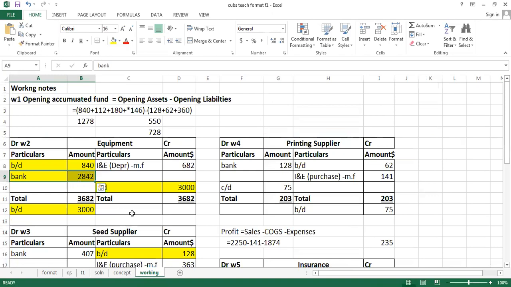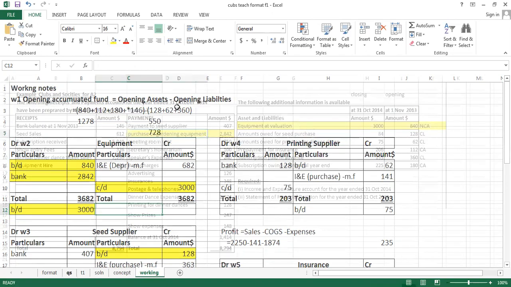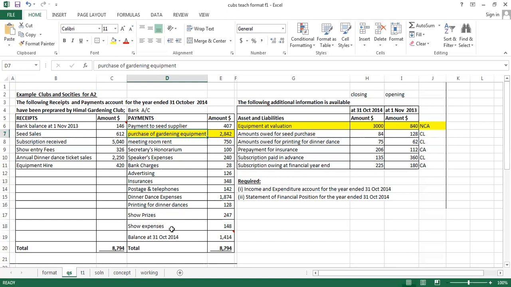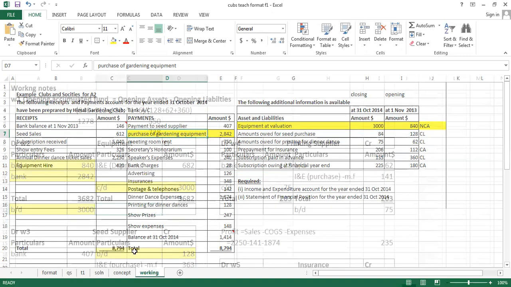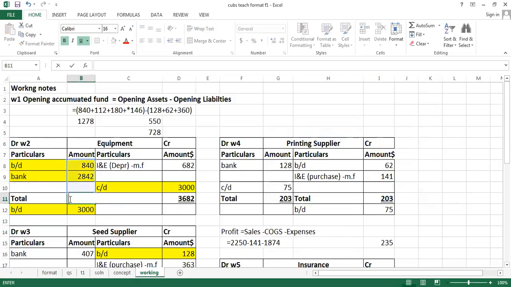See, equipment is on the debit side, but you have to write bank. That's how you analyze. After having done that, if you look at your question, there are no further purchases of equipment, so you don't need to worry about it. Now you go to your solution again, to the working note. Next, you add this total up. I'm going to show how to do the total.